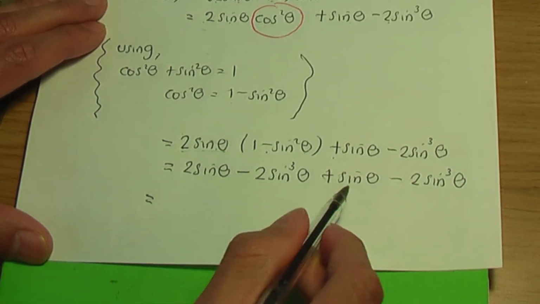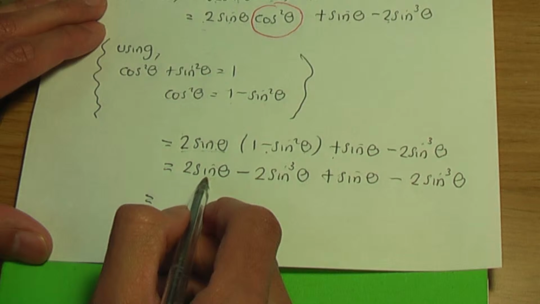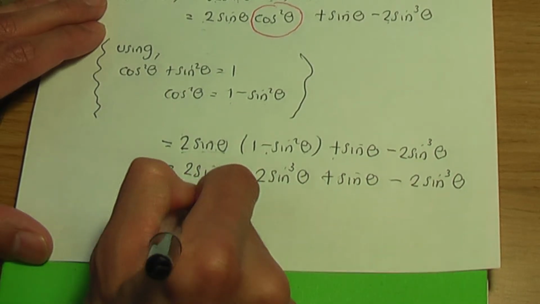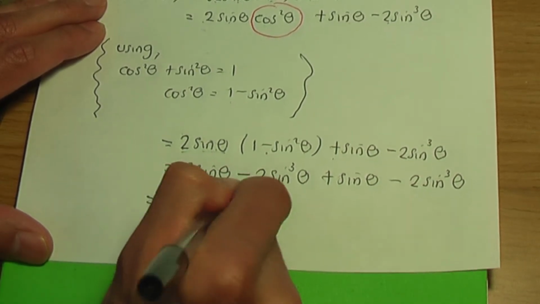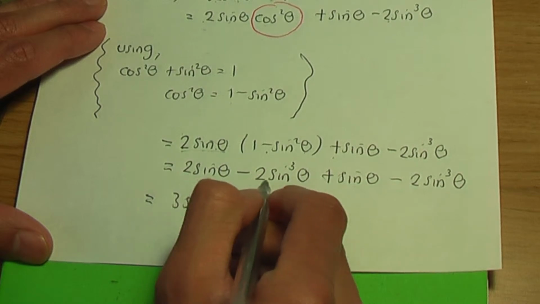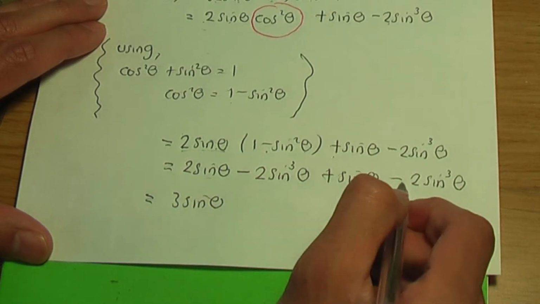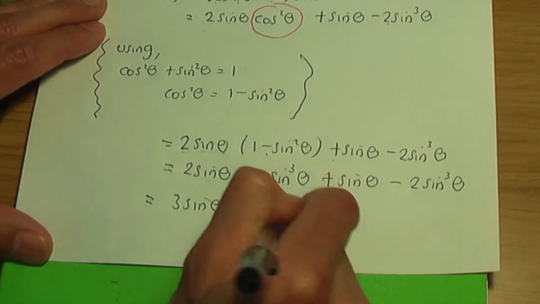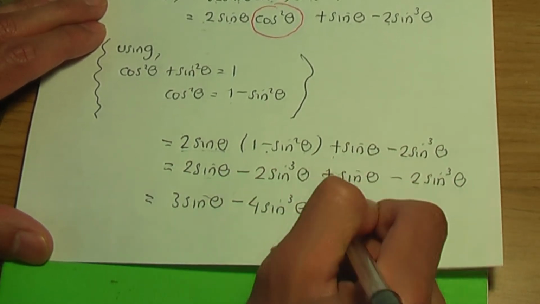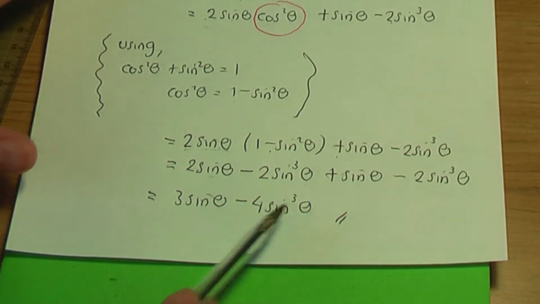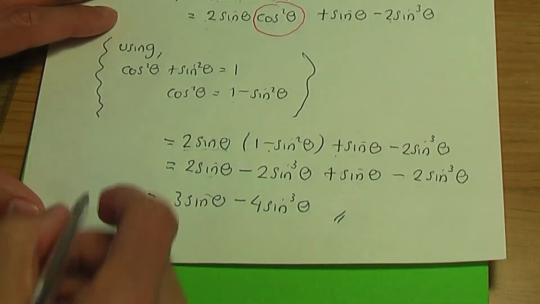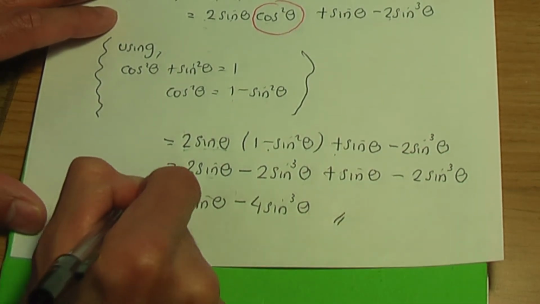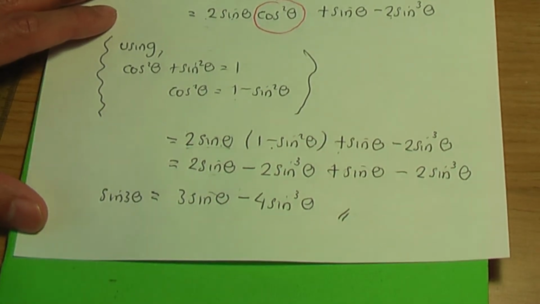And if we add the like terms, 2 sine theta plus sine theta is 3 sine theta, and minus 2 sine cubed theta minus 2 sine cubed theta is minus 4 sine cubed theta, as required. So this is what they want it in. This should be the form for sine 3 theta.